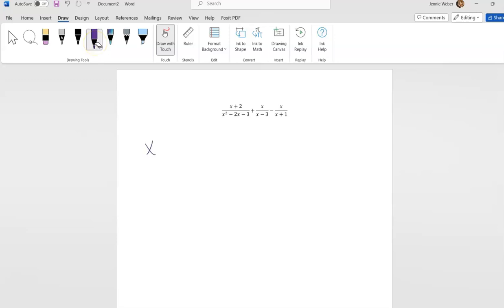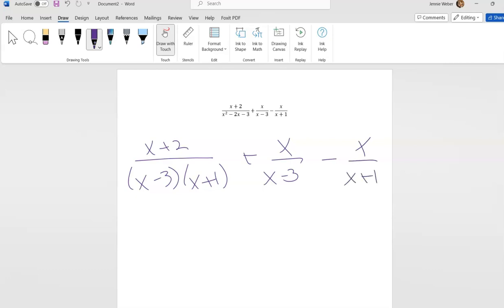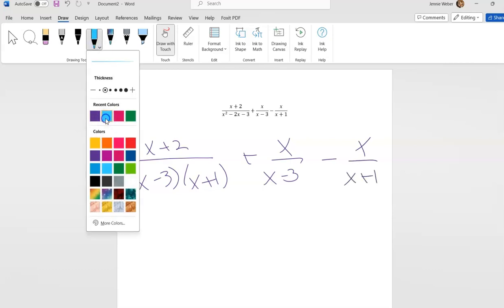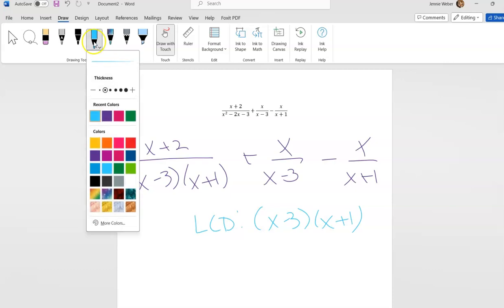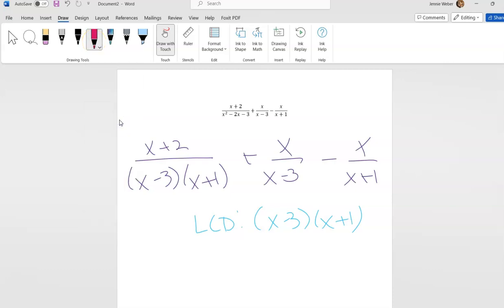So I'm going to rewrite. This is (x+2)/((x-3)(x+1)) plus x/(x-3) minus x/(x+1). Now I've got to ask myself, what is each term missing? Well, my LCD is going to be, I'm going to start here, I need an x minus 3 and an x plus 1. And you can see here, oh, that's already got that, already got that. So at least that was nice. So that means this is done.